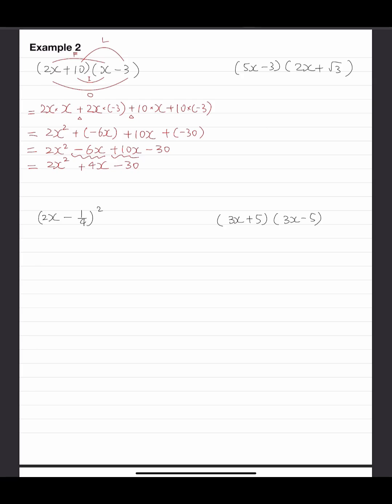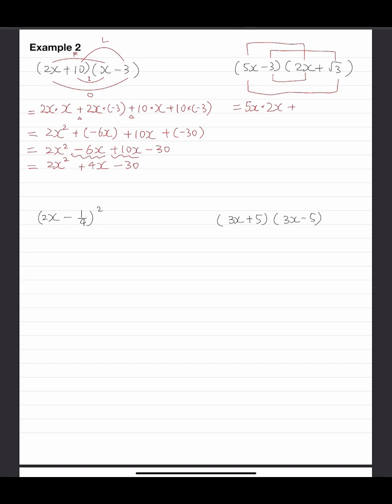Okay, now let's look at the second one here. The second example, it is again a binomial product expression. However, here we have a third. But don't worry, if you got a third, you just still multiply them. So here again, the front, the outside, the inside, and the last. Okay, follow this order. So firstly, let's write 5x times 2x. Okay, so that's the front.